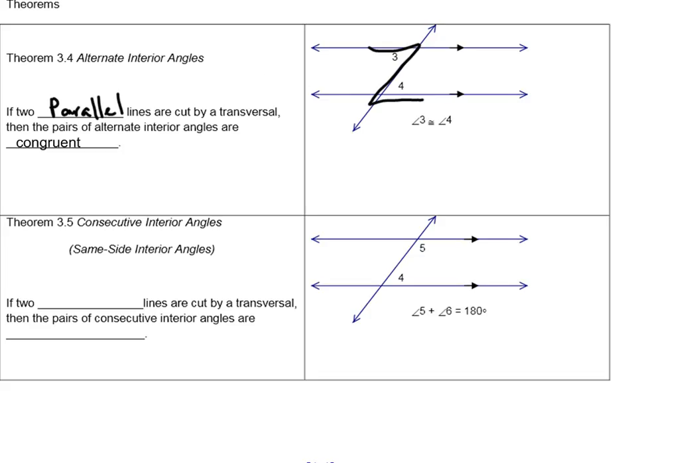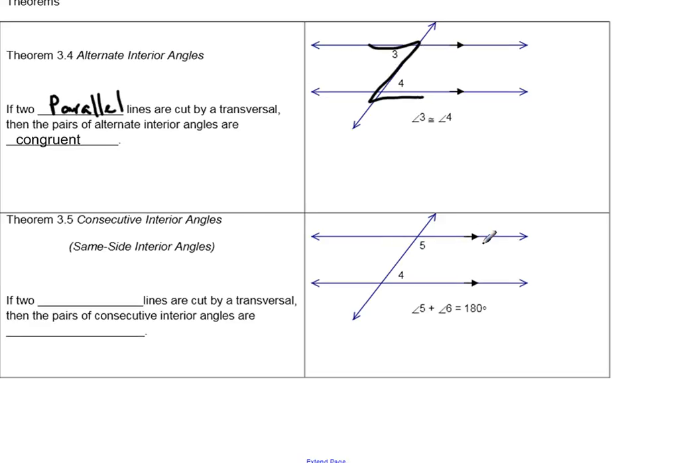And with all of these postulates and theorems, it's only when the angles are formed by two parallel lines, as denoted by the arrows here. The next theorem is the consecutive interior angles. Remember, consecutive interior angles are on the same side of the transversal, right next to each other. Well, this one's going to be different than alternate interior and corresponding.